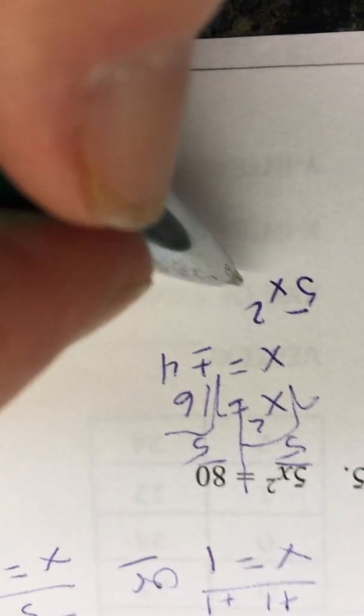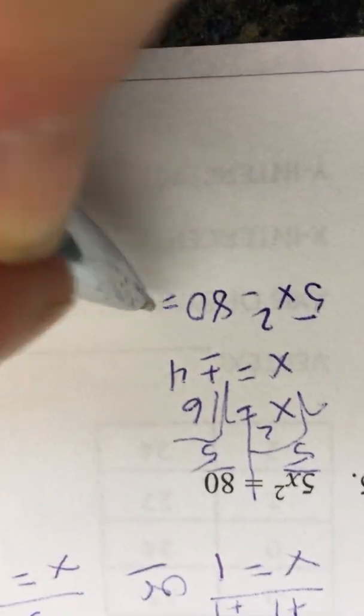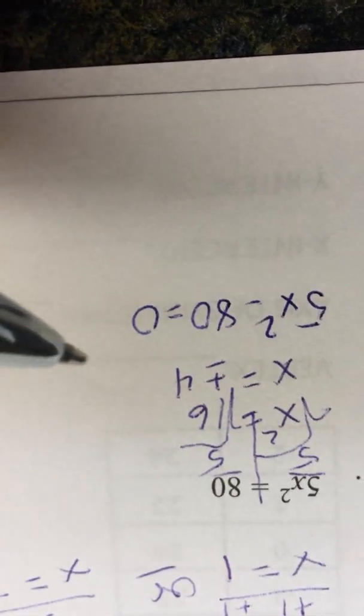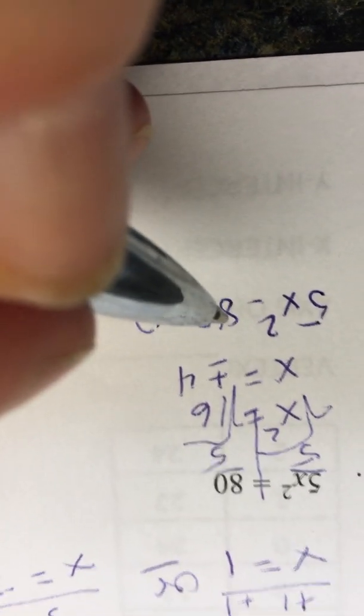And subtract 80 on both sides, minus 80 equals 0. So now we have that over here. Remember, the middle term over here was a 0x squared. I probably should have written that in there. But the middle term is a 0x squared.